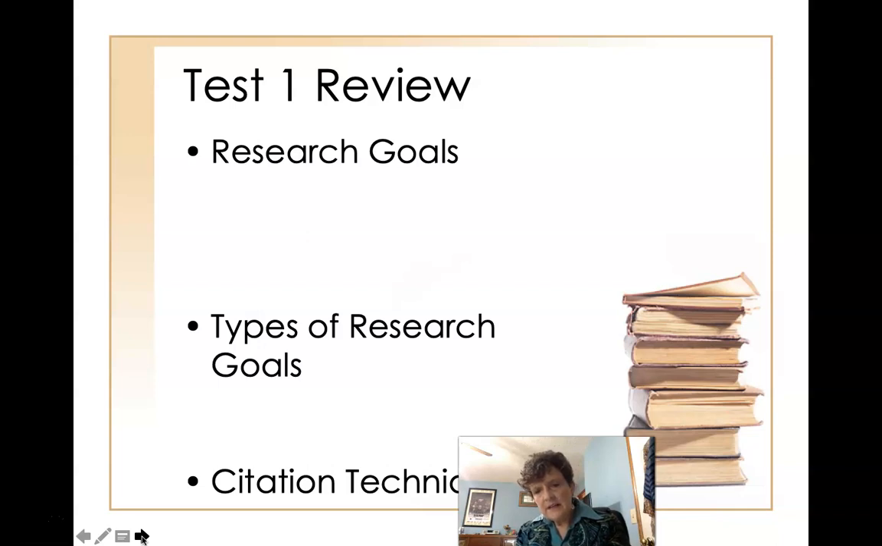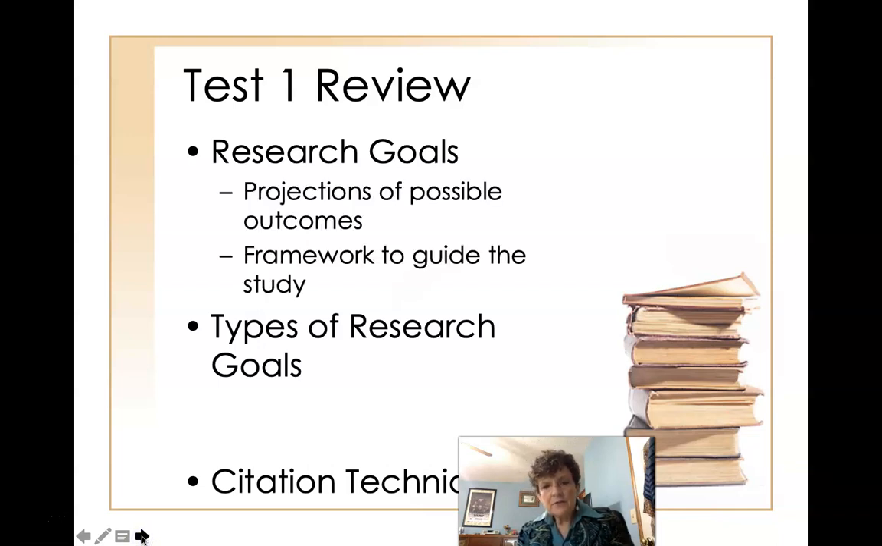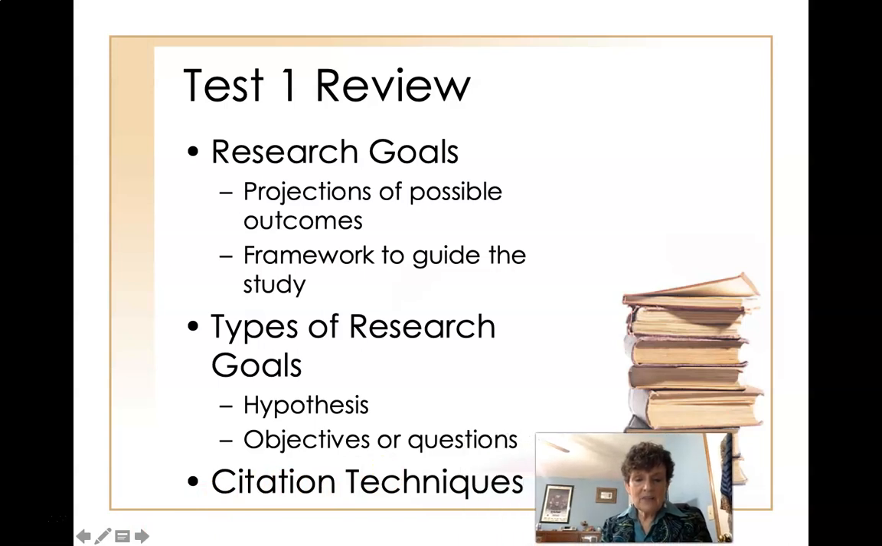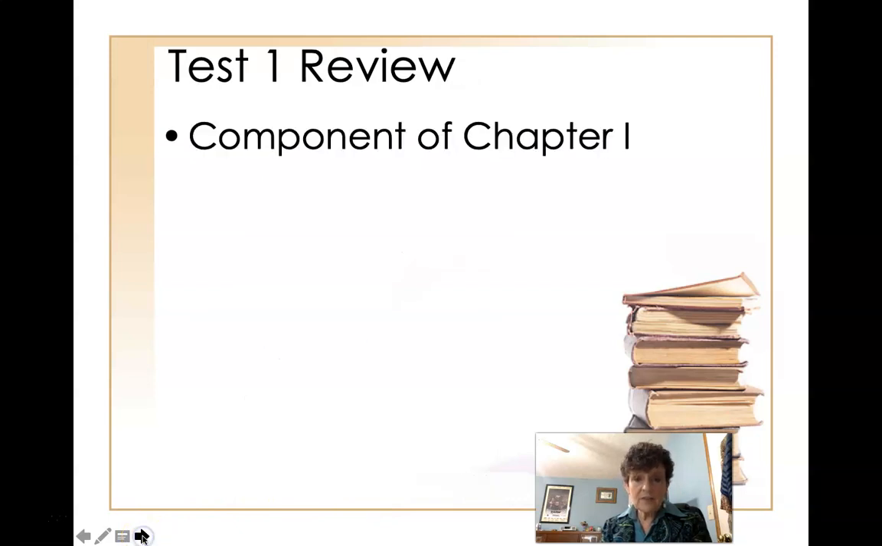So how do we define research goals? They're projections of things that could be an outcome. It's a framework to guide your study. What are the types of goals that we can have? We can have hypotheses, objectives, or questions. And then the last is citation techniques. We use APA for our techniques of citing everything in our field of study.